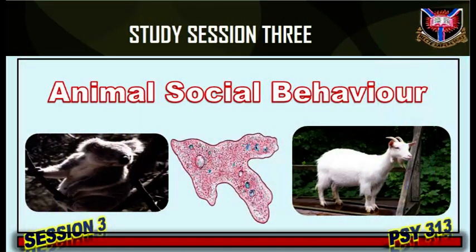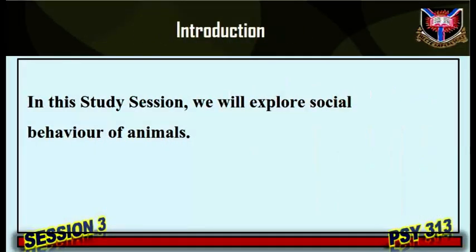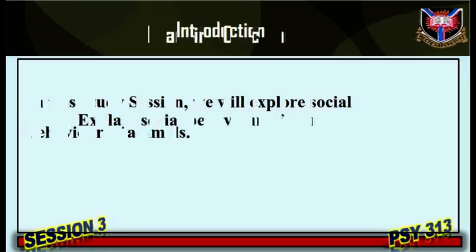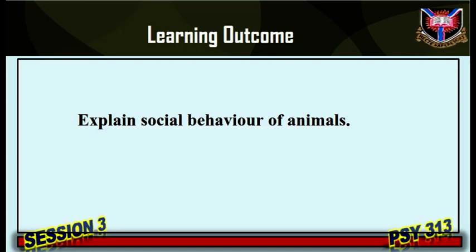Study Section 3. Animal Social Behavior. Introduction. In the previous study section, we examined animal communication. In this study section, we will explore social behavior of animals. Learning outcomes. When you have studied this section, you should be able to explain social behavior of animals.